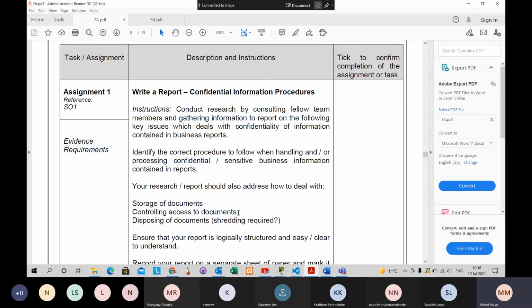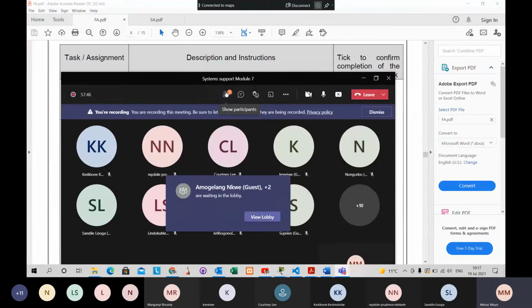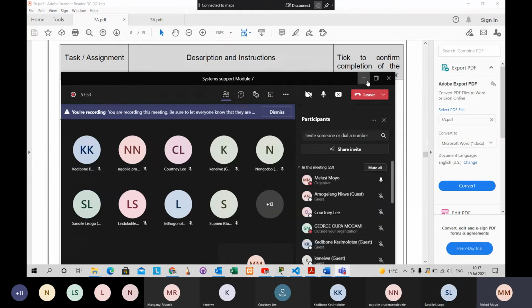And then also we can create policies that will control or tell people what access they have on certain data. And then for some of them, we have to move to a stage called shredding. Once we're done with the data, we have to shred that document. There are so many machines that can be used for shredding.